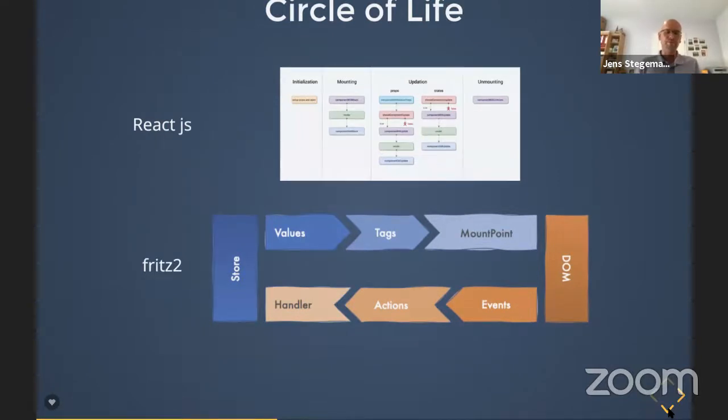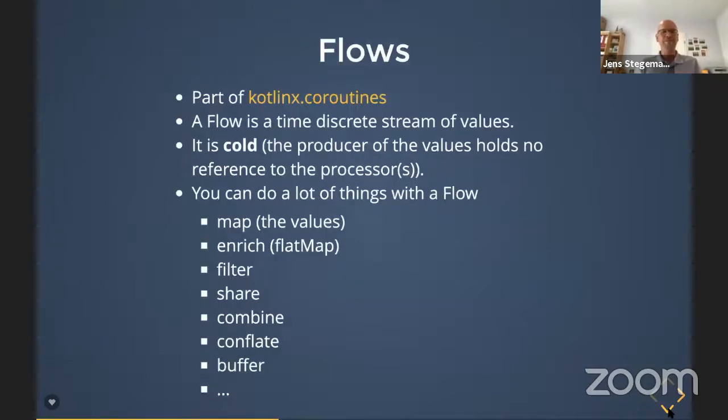Now I used the word flow a lot on the last slide. Flows are part of kotlinx.coroutines, and there's a lot more to learn about flows than I can tell you right now. For us, it's enough to know that a flow is a time-discrete stream of values. So as I said, whenever the source of your flow creates a new value, this appears on the flow, and then the next, and the next, and the next, and so on. And the next thing we have to remember is that it is cold.